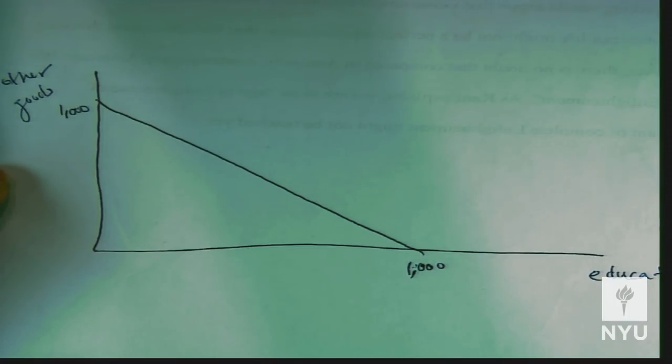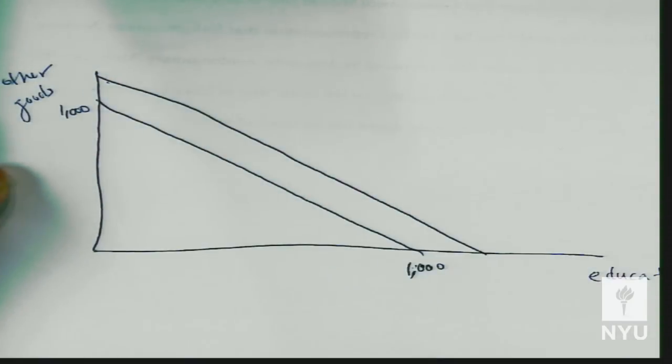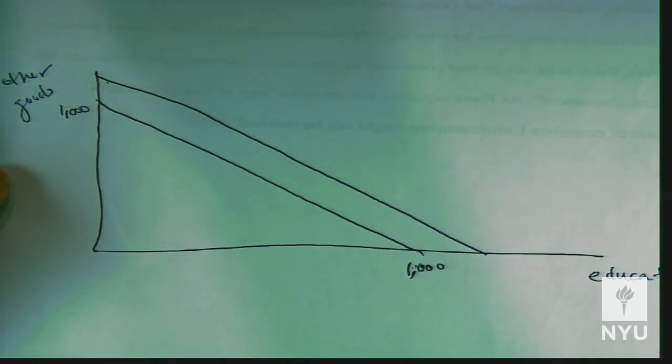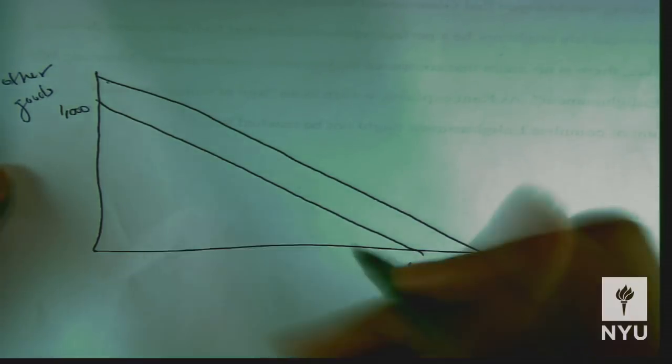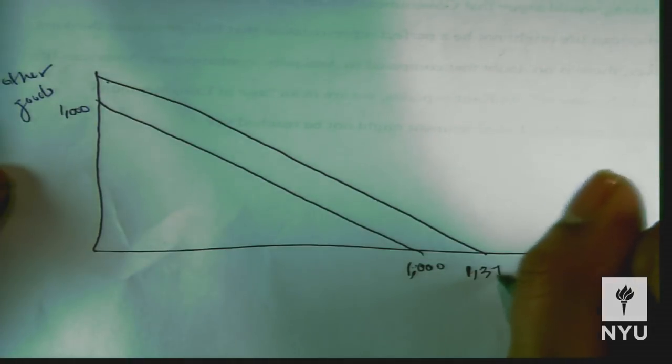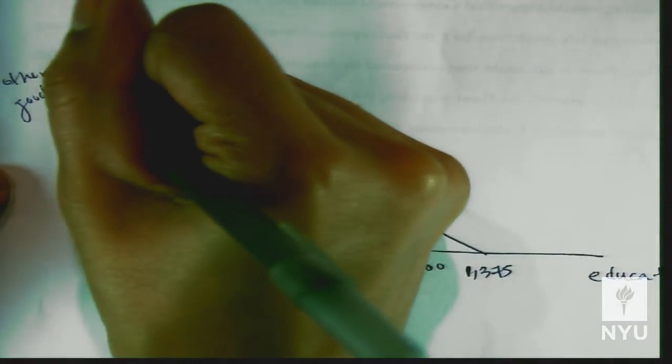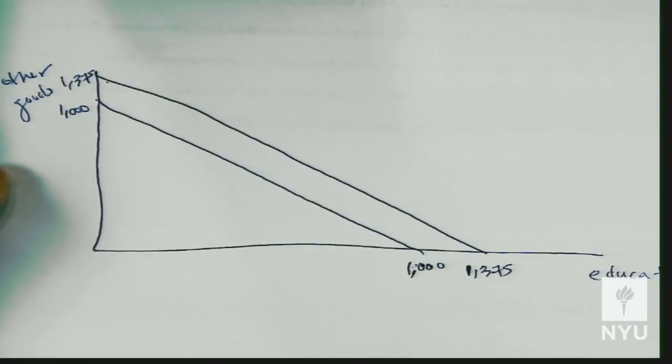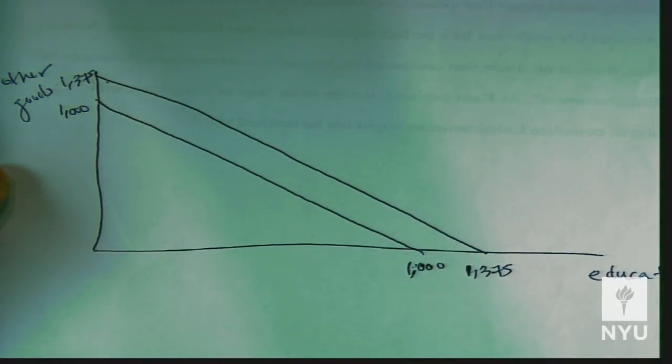Does that change the slope of the budget constraint? No, right? The prices of this stuff aren't any different. They just have more resources. So it's a shift out of our budget constraint. It's a parallel shift out. In fact, the most they can consume of either good is $1,375, so $1.375 million. That's their new budget constraint, their unconditional block grant budget constraint.